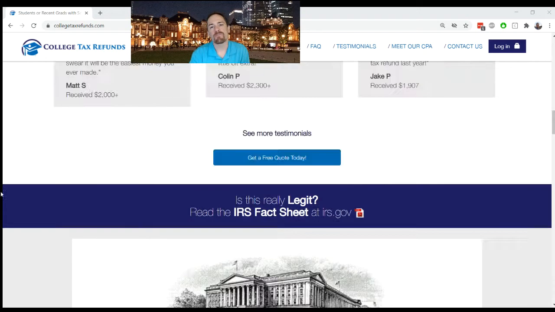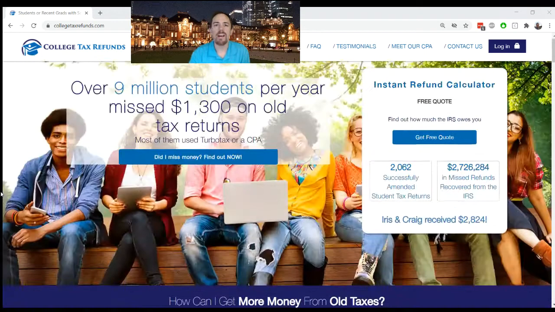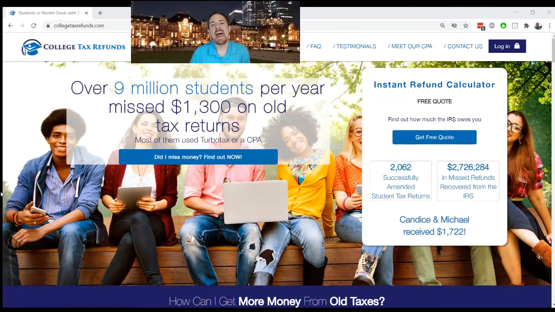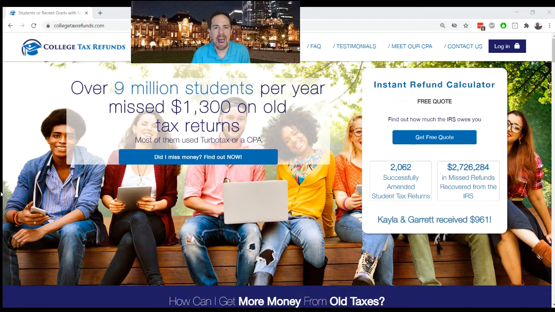So again, if you got scholarships and Pell Grants, and they were more than your tuition, there's a decent chance that your school did not issue you a Form 1098-T. And there's also a decent chance that you still could qualify for some valuable education tax credits if you had that 1098-T. So I want to make sure that you don't let the IRS keep your money, that you go get the money that belongs to you. And the way to do that is to use the free quote calculator at collegetaxrefunds.com and figure out exactly how much money you missed on your old taxes.